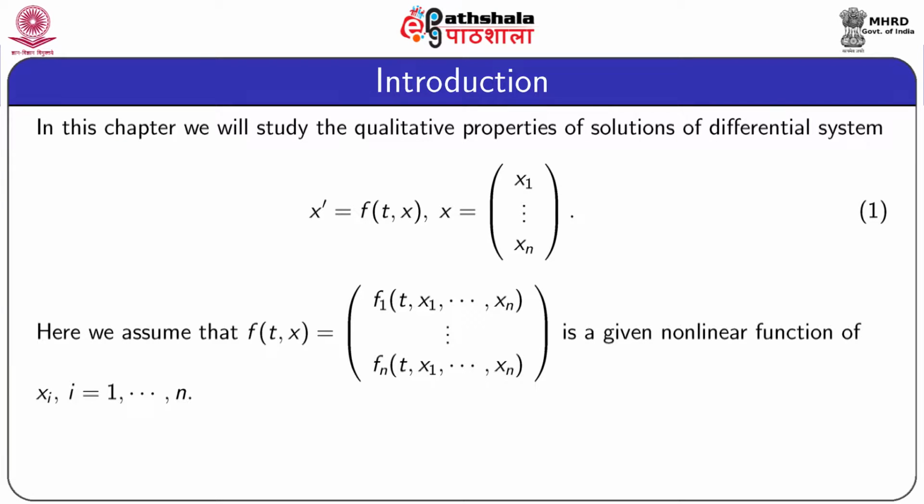In this chapter, we will discuss the qualitative properties of the solutions of the differential equation of the form x', which is equal to dx/dt, is equal to f(t, x), where x is an n × 1 vector (x1, x2, ..., xn), and f(t, x) is equal to (f1(t, x1, ..., xn), f2(t, x1, ..., xn), ..., fn(t, x1, ..., xn)), which is a nonlinear function of xi's, i equal to 1 to n. We will first discuss various definitions which this differential equation may portray, and at the same time we will start with two differential equations, and then we will generalize to n differential equations.